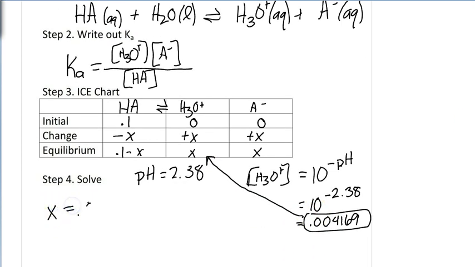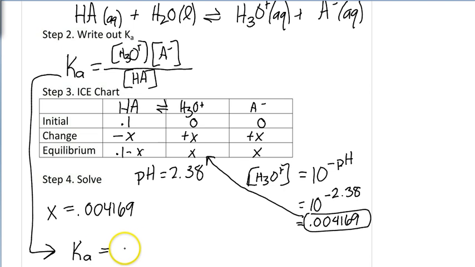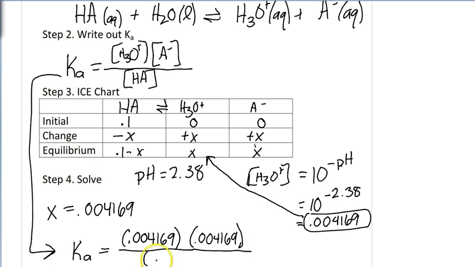So if x is 0.004169, we could plug that into our Ka expression and find out what the equilibrium constant is for this acid. We do 0.004169, H3O plus. Now that's also going to be the value of A. And on bottom, we do 0.1 minus that number. So into your calculator, which you are definitely using, right? You would type that in, and you should get 1.81 times 10 to the negative fourth.